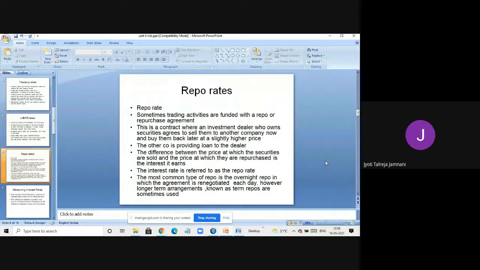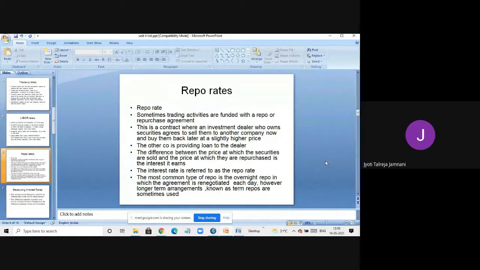Repo rate, the word itself says it is a repurchase rate. Now, what is repurchase rate? I've explained this earlier also. I don't know how many of you remember, but let's go through it again. Let me read it out once for you. Sometimes trading activities are funded with a repo or a repurchase agreement. This is a contract where an investment dealer who owns securities agrees to sell them to another company now and buy them back later at a slightly higher price.